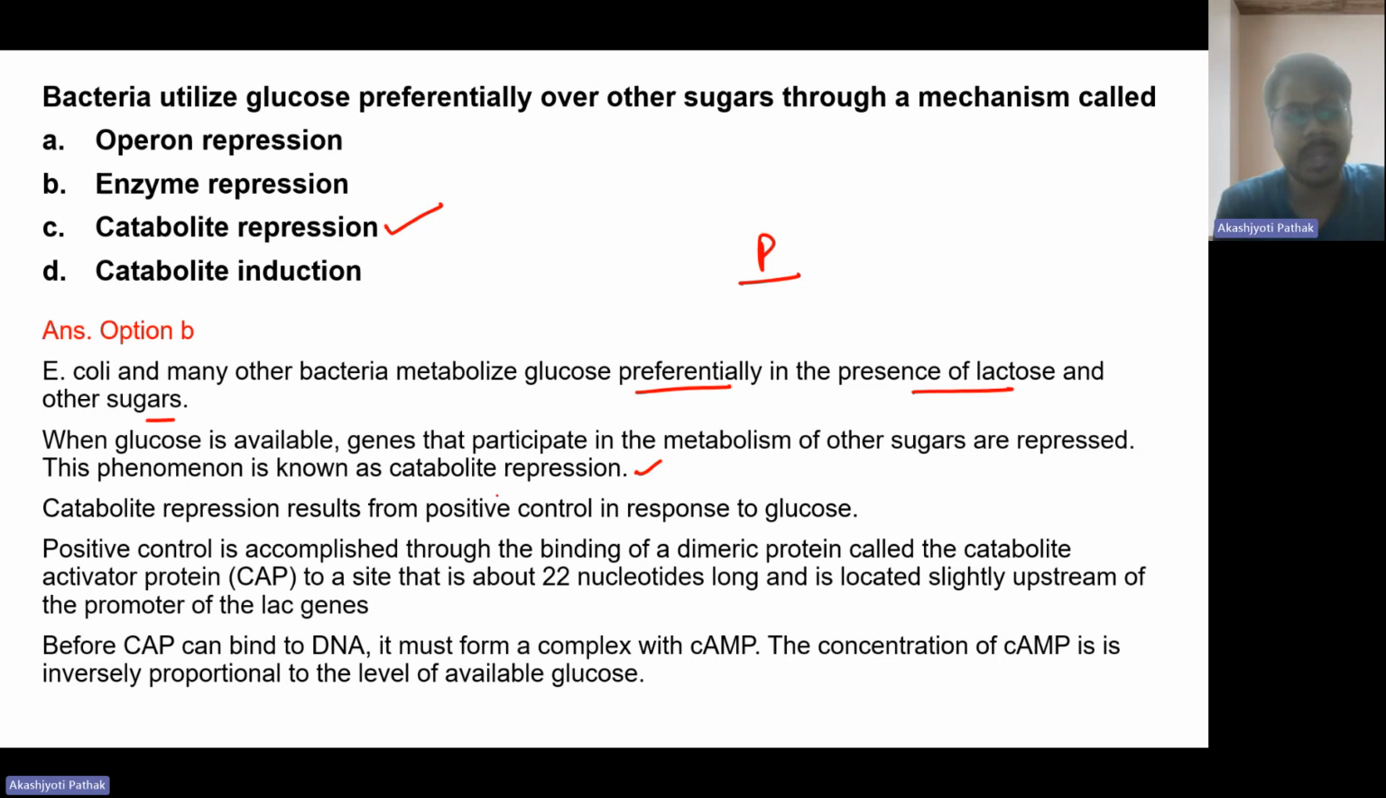And before CAP binds to DNA, it must form a complex with cyclic AMP. So this is what I was explaining. So only when the catabolite activator protein is in complex with the cyclic AMP, only then it can bind to the CAP binding site and enhance the activity of the RNA polymerase. The concentration of cyclic AMP is inversely proportional to the level of available glucose.